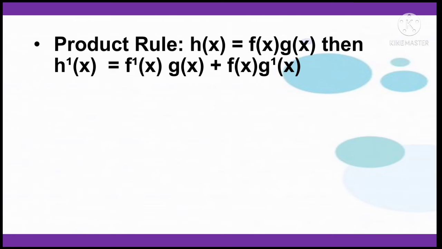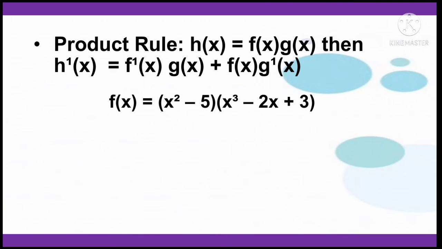So next would be the product rule, where h of x is equal to f of x g of x, then the derivative of h of x is equal to f prime of x multiplied by g of x plus f of x multiplied by the derivative of g of x. So given this example here, note that in considering the product rule, the first quantity serves as our f of x, and the second quantity serves as our g of x.